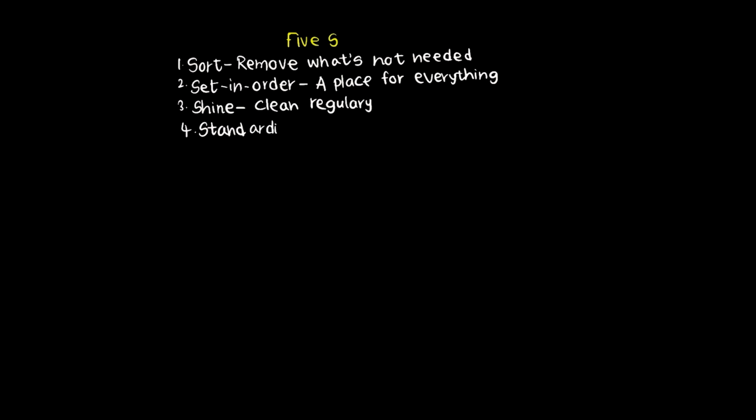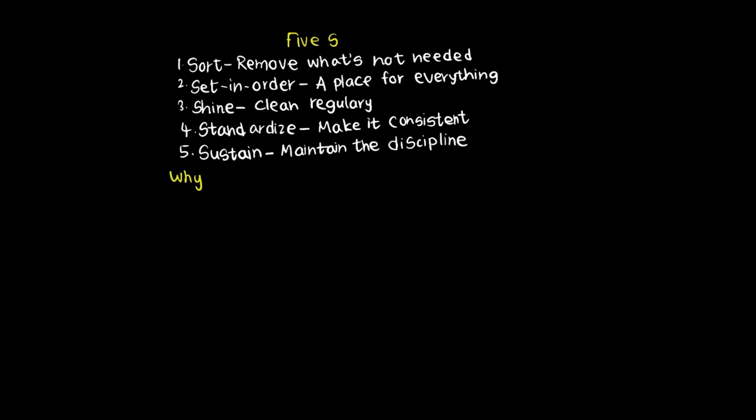Set in order. A place for everything. Shine. Clean the workspace regularly. Standardize. Make it consistent. Sustain. Maintain the discipline over time. Kaizen is a broader philosophy of continuous incremental improvement involving all employees. It is the big picture mindset, while 5S is a specific hands-on method for organizing the physical space.